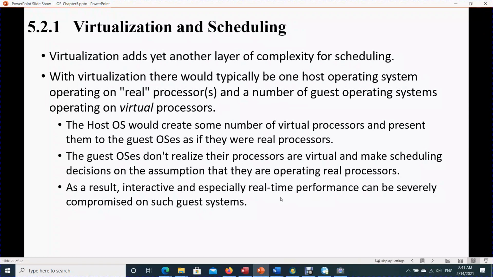interactive and real-time performance can be severely compromised working on a guest system, since there will be interruptions that they won't recognize taking place, let alone make decisions assuming they might happen.